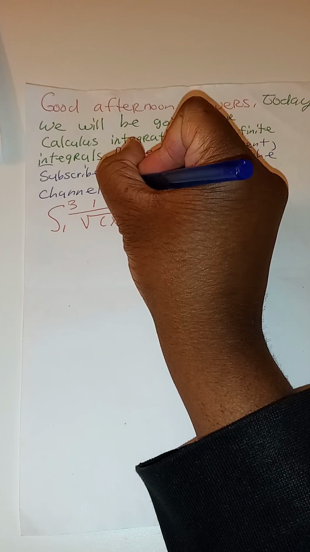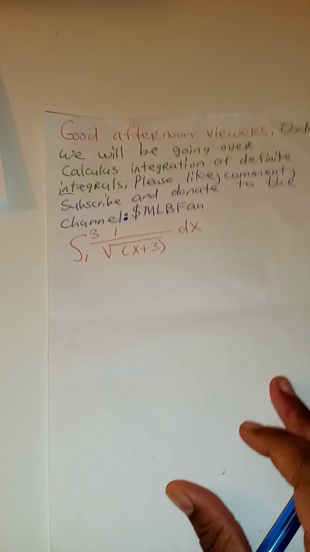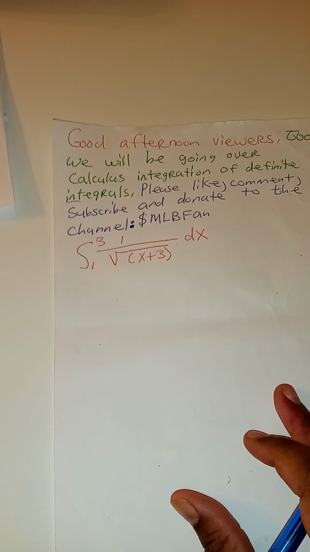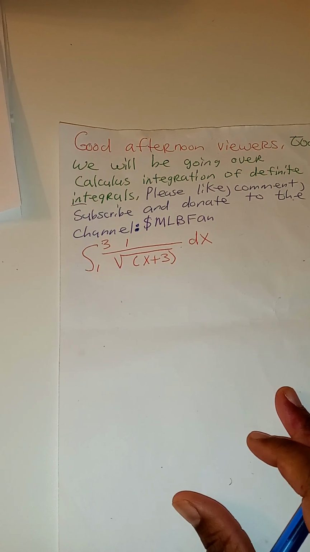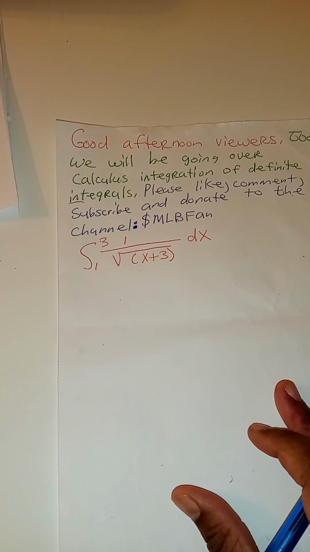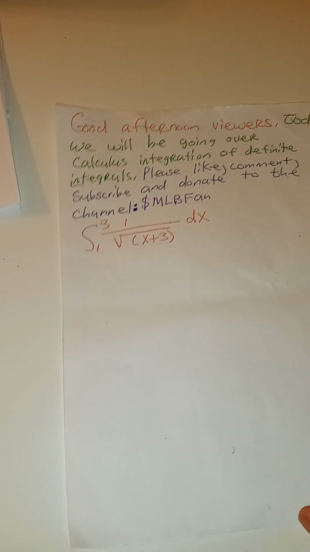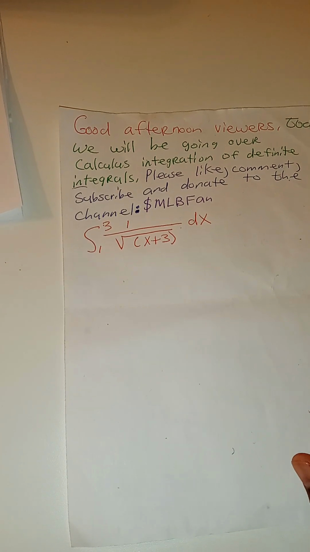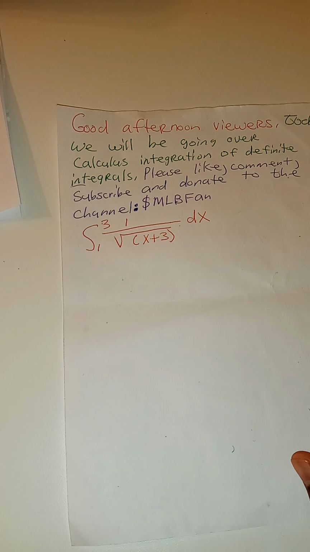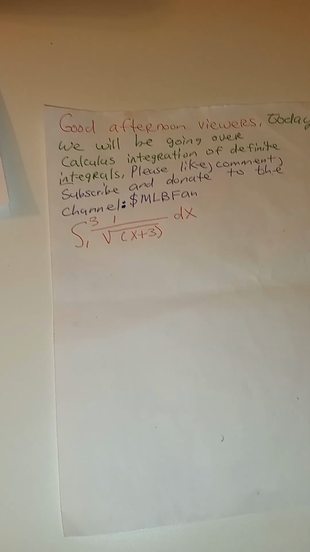Let's get started. Okay, we have the integral from 1 to 3 of 1 divided by the square root of x plus 3 dx. And notice we have parentheses around x plus 3. So the first step would involve rewriting a square root.